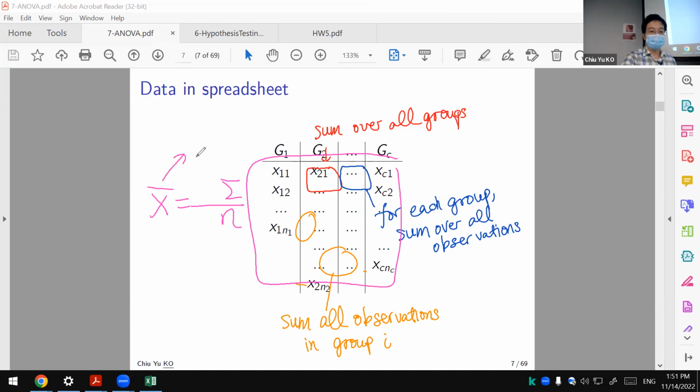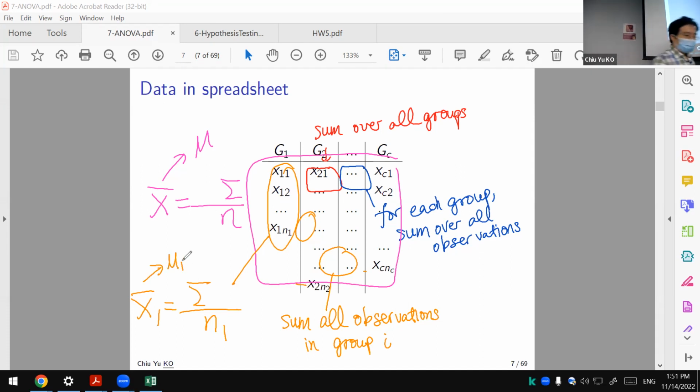This is the estimate of mu, right? And if you just pick this sum over n1, this is x bar 1. Just add this. The column average is the group average, right? So this is estimating mu1. Okay, so that is how you can visualize this from this diagram.